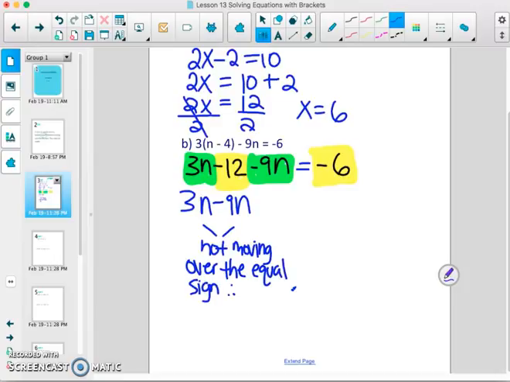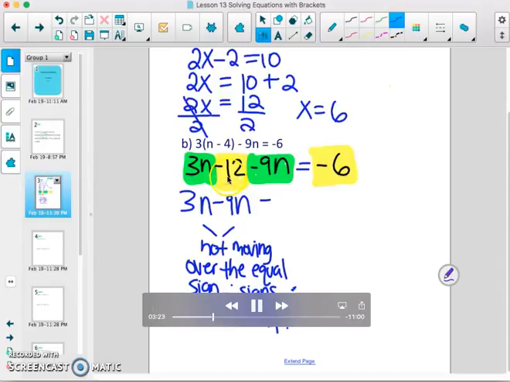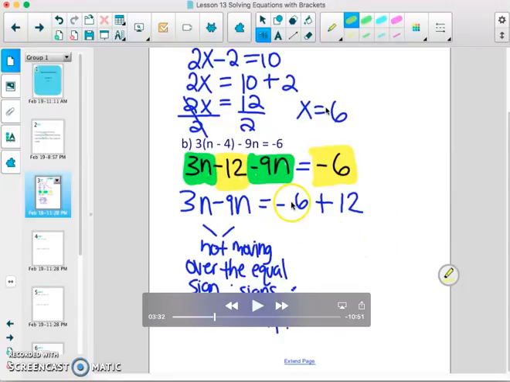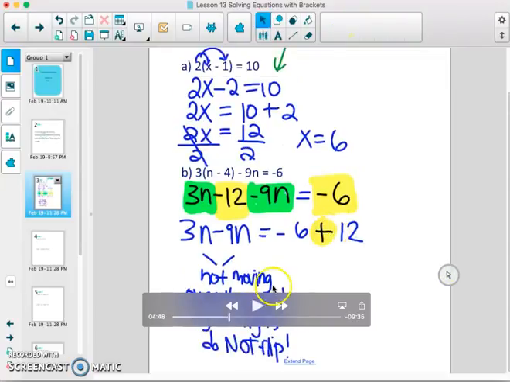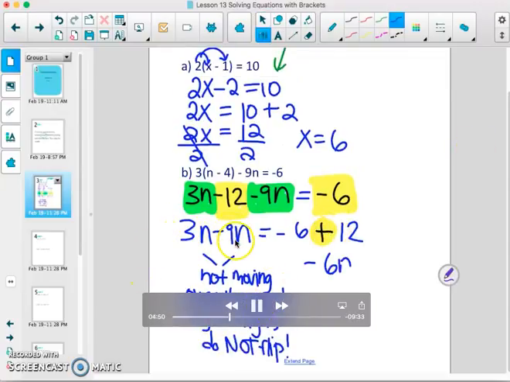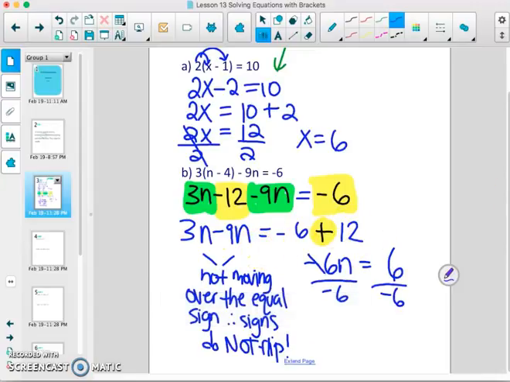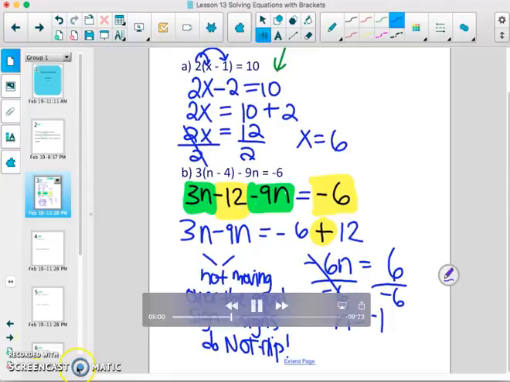On the other hand, to get the negative 12 and negative 6 on the same side, we have to move it. So negative 12 moves over here and becomes positive 12. Now we can see that we can add these numbers, and the only thing that's changed is this sign here. So we're going to have 3 minus 9 is negative 6n is equal to positive 6. We're going to divide both sides by negative 6, and we end up with n is equal to negative 1.